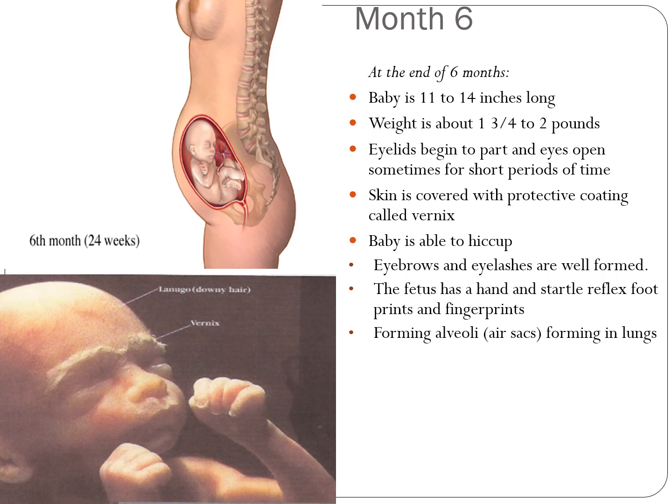Okay, pag it is a newborn, what will happen, yung vernix caseosa, hindi natin basta tinatagal kasi it protects the temperature of our infant. Pero dito, protective coating pa rin siya inside. The baby is able to do hiccups at the 6 months. The eyebrows and eyelashes are well formed. The fetus has a hand and startle reflex, nagugulat na for the footprints and fingerprints natin.